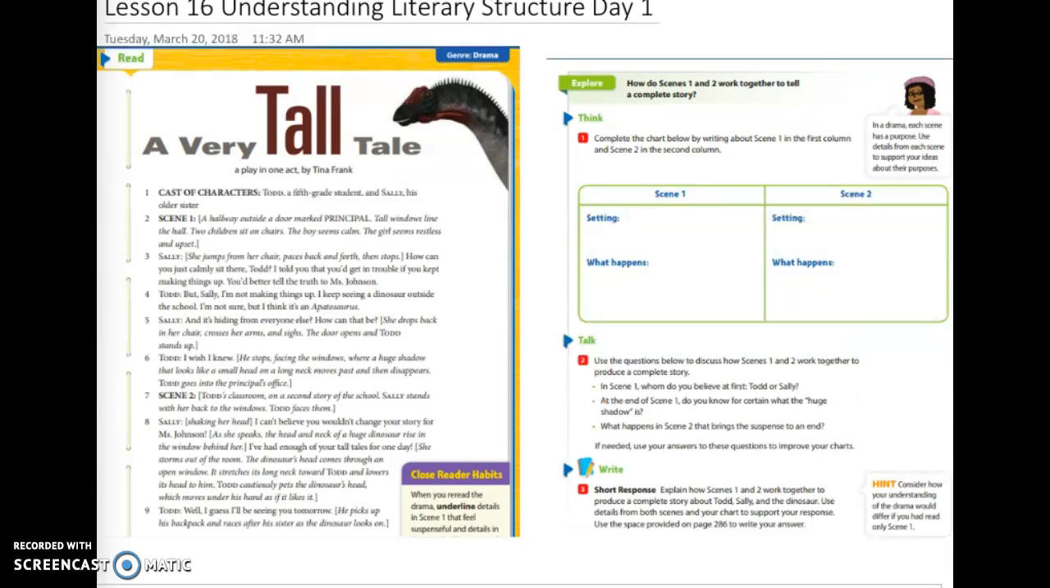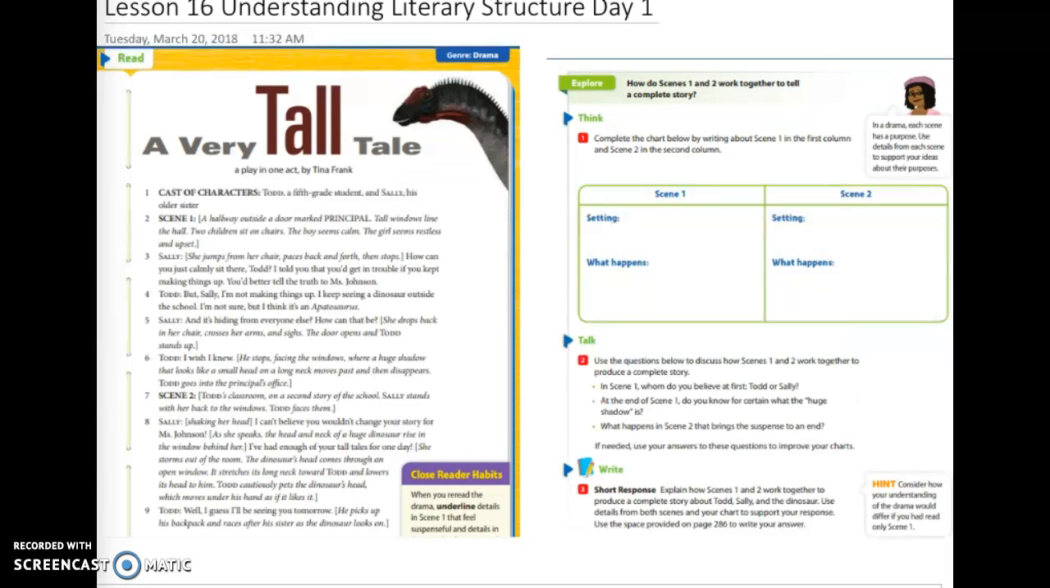Scene 2. Todd's classroom on the second day of school. Sally stands with her back to the window. Todd faces her. Sally, shaking her head. I can't believe you wouldn't change your story for Miss Johnson. As she speaks, the head and neck of the huge dinosaur rise in the window behind her. I've had enough of your tall tales for one day. She storms out of the room.